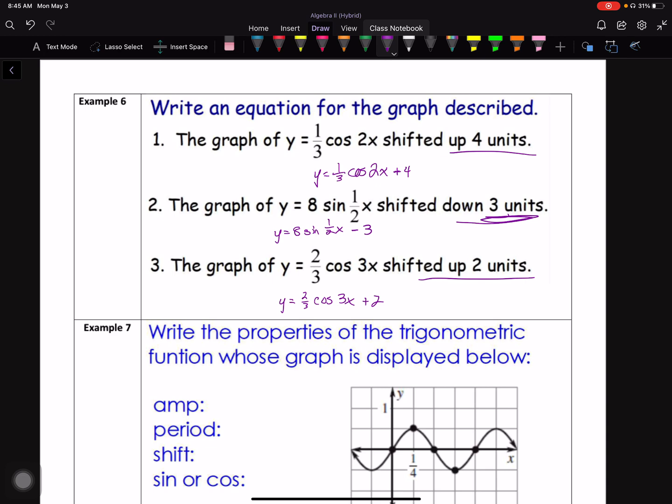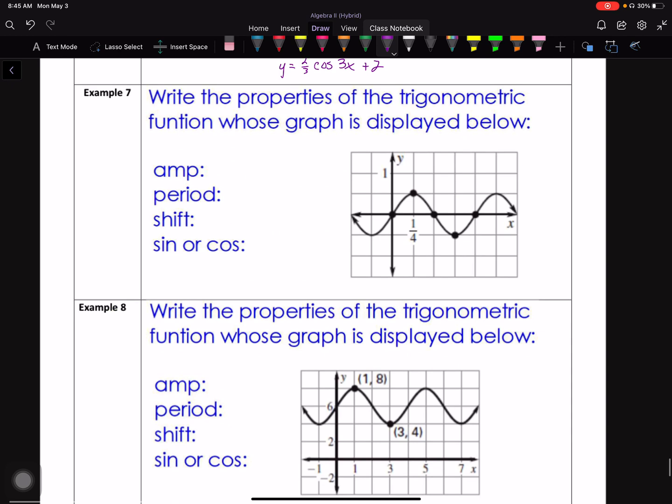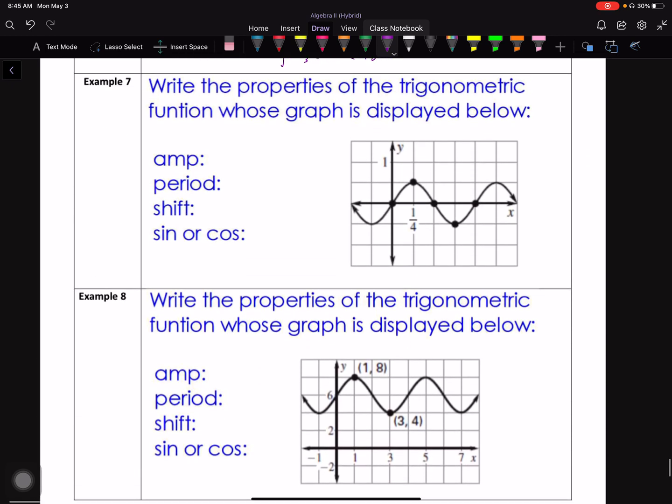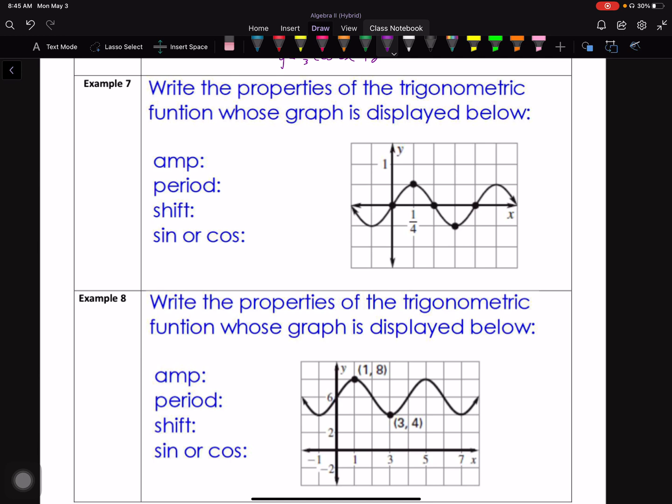When we don't have that left or right shift, all we have to worry about is that k value behind our function. So now let's take a look here at just a few more where we're given the graph. We have to write the key properties here, the amplitude, the period, the shift, and then we have to decide whether sine or cosine and actually write the equation. So here we go, example number 7, the amplitude. So you look at your horizontal axis here, which is right here. It is the x-axis, which means we have not shifted it up or down. So my shift would be 0, or none. We didn't shift it at all, so there's no k value, is what I'm trying to say.